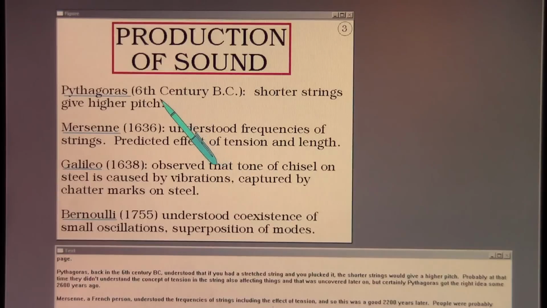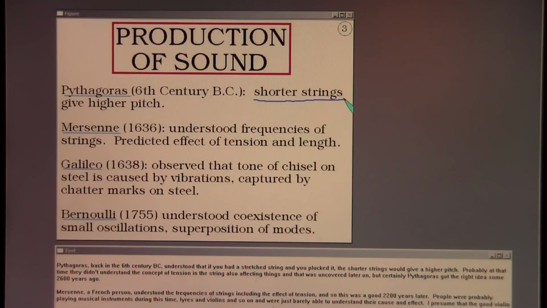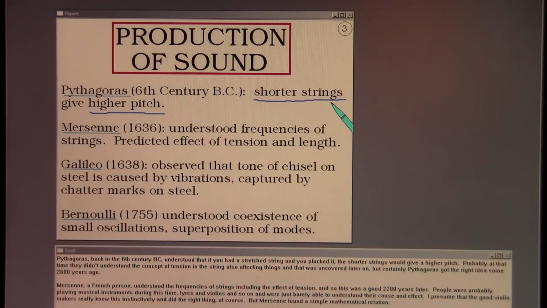Pythagoras, back in the 6th century BC, understood that if you had a stretched string and you plucked it, the shorter strings would give a higher pitch. And so probably at that time they didn't understand the concept of tension in the string also affecting things, and that was uncovered later on. But certainly Pythagoras got the right idea some 2,600 years ago.